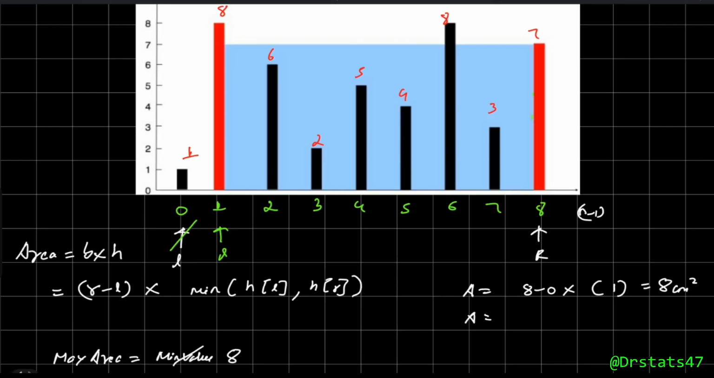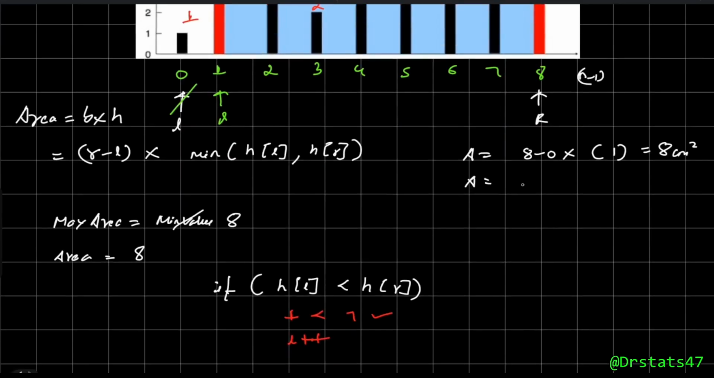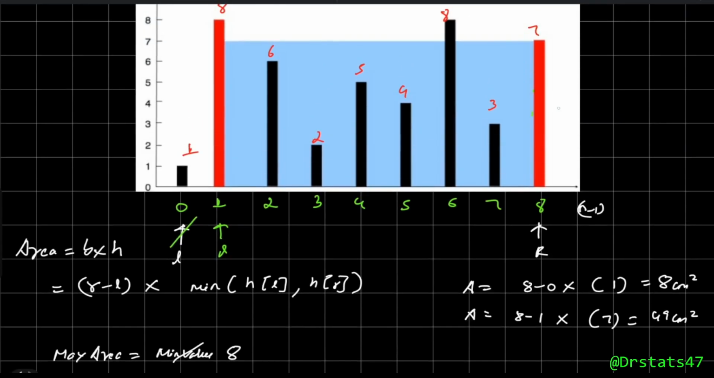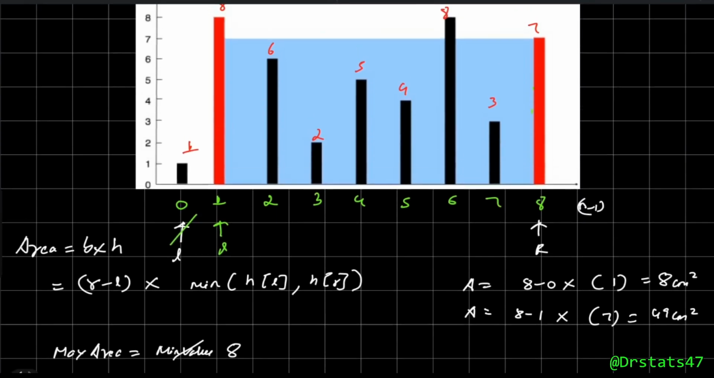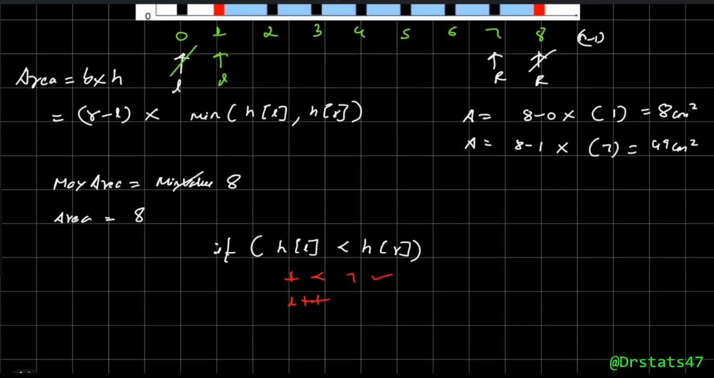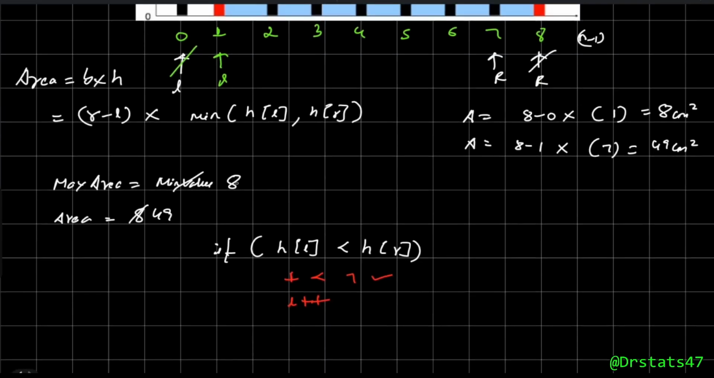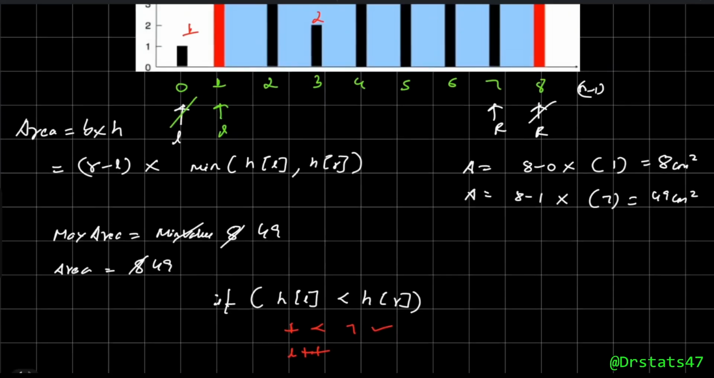What we have now is 8 and 7, right? 8 minus 1 into the minimum of 8 and 7, which is 7. So 8 minus 1 is 7, 7 into 7 is 49 centimeter square. Now we have to check whether 8 is big or 7 is big. Obviously 7 is small, so I have to move the right pointer. Now the max is updated to 49.